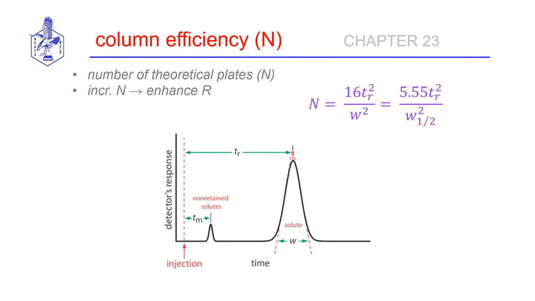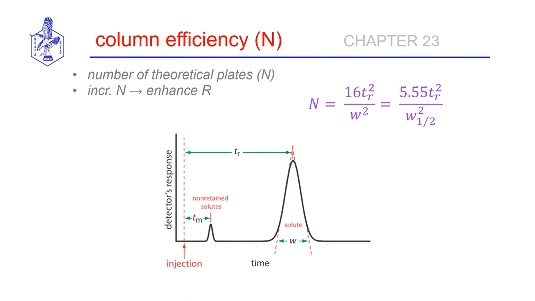Column efficiency, known as capital N, number of theoretical plates, is a critically important chromatographic parameter. This is a theoretical number that illustrates the number of interactions between the stationary phase and the mobile phase. So in order to get separation of two molecules, two species that have very similar structures and properties, we must have a very large number of theoretical plates. So the magnitude of that number reflects the resolution capacity of our column.